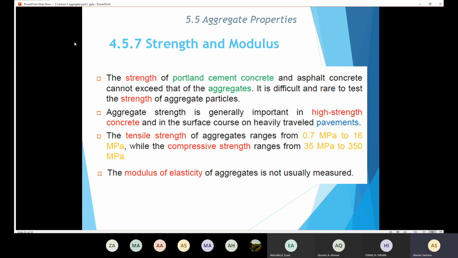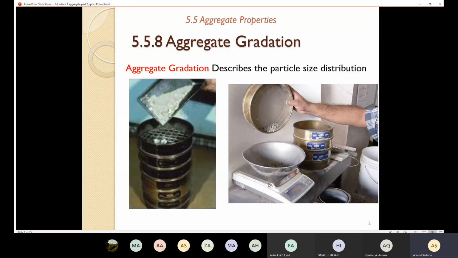But you need to know one of the most important properties in aggregate, which is the aggregate gradation. So with aggregate gradation, we are going to know the distribution of the aggregate. We know that the aggregate has different sizes. So we need to know the distribution of the aggregate, because this is going to affect a lot of qualities like the density and the percentage of the fine aggregate and the coarse aggregate, and many properties. So aggregate gradation describes the particle size distribution.